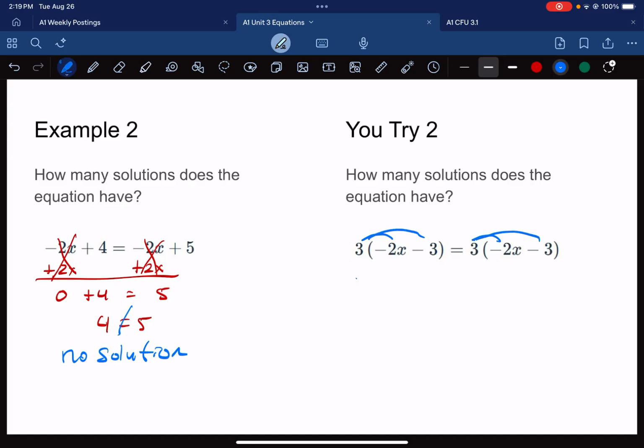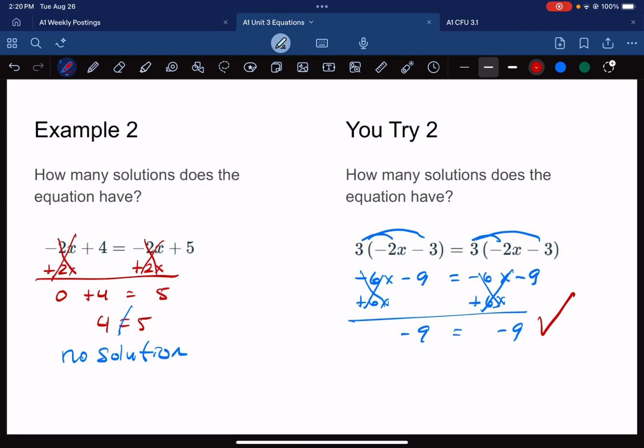So distributing, I get negative 6x minus 9 equals negative 6x minus 9. Well, I can already see what's going to happen on this. I hope you can too. I'm going to get my 6x's together by adding 6x to both sides. And they both dropped out, and I got negative 9 equals negative 9. And that is a true statement. So my answer is infinitely many solutions, or IMS. Okay?